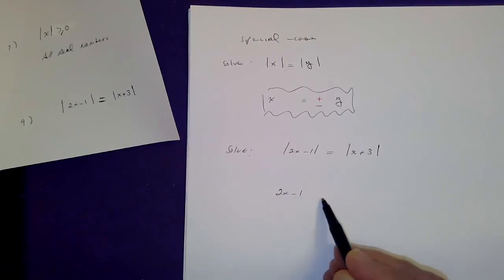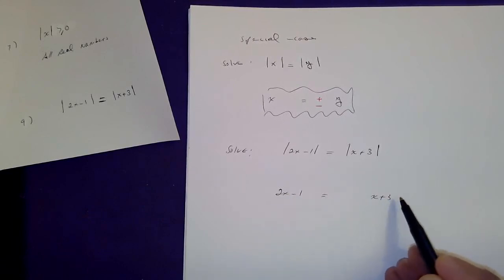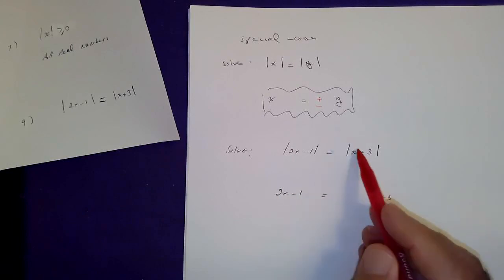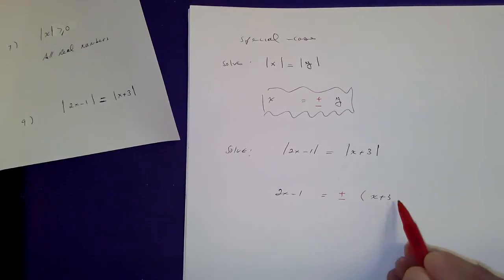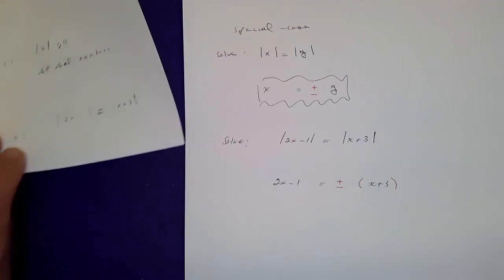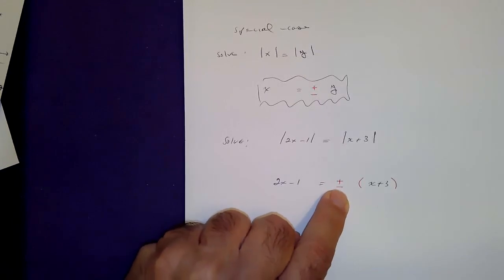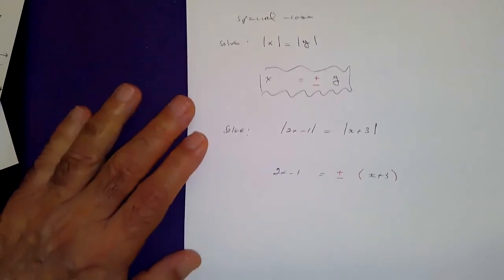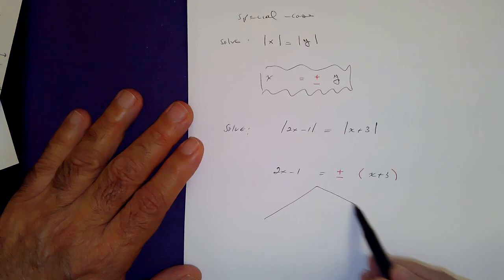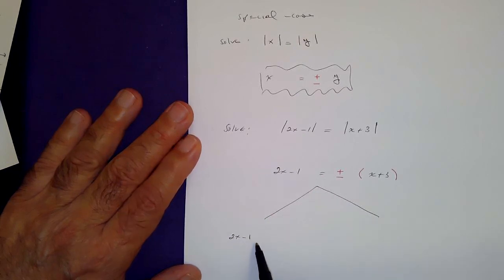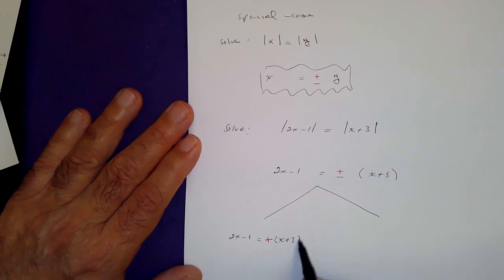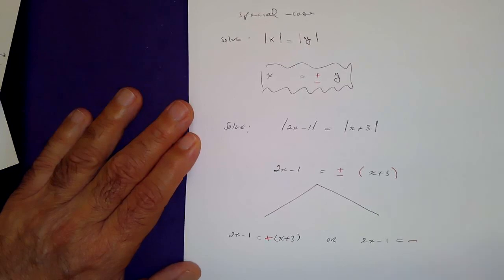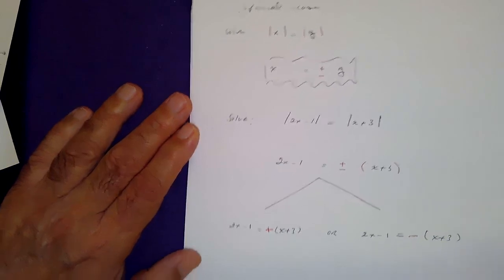So what is the procedure? Drop the bars on both sides, correct? But attach plus or minus to the right side. Remember, when you attach plus or minus to the right side, make sure you include x plus 3 inside the parentheses. Why? Because later on, we're going to distribute the minus over x plus 3. So this is two equations in one: either 2x minus 1 is equal to positive x plus 3, or 2x minus 1 equals negative (x plus 3).